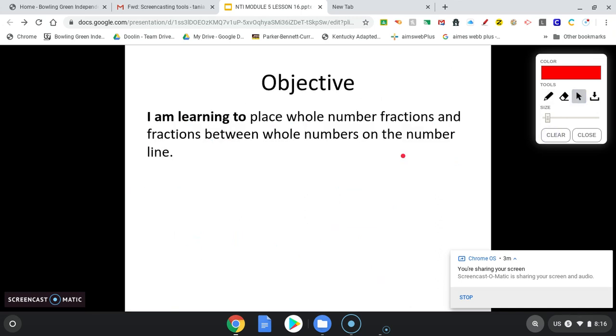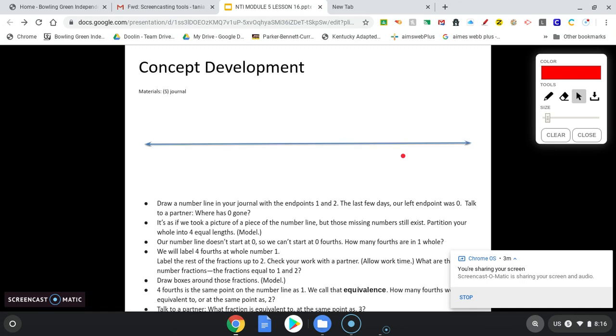So we've already discussed that we are learning to place whole number fractions and fractions between whole numbers on the number line. So on the next page in your packet, you have a blank paper, and that blank paper has Eureka Math on the top of it, and we're going to use this just like you would use your journal in the classroom. So I want you to draw a number line on your packet with the endpoints of 1 and 2. So draw your number line, label the endpoints 1 and 2.